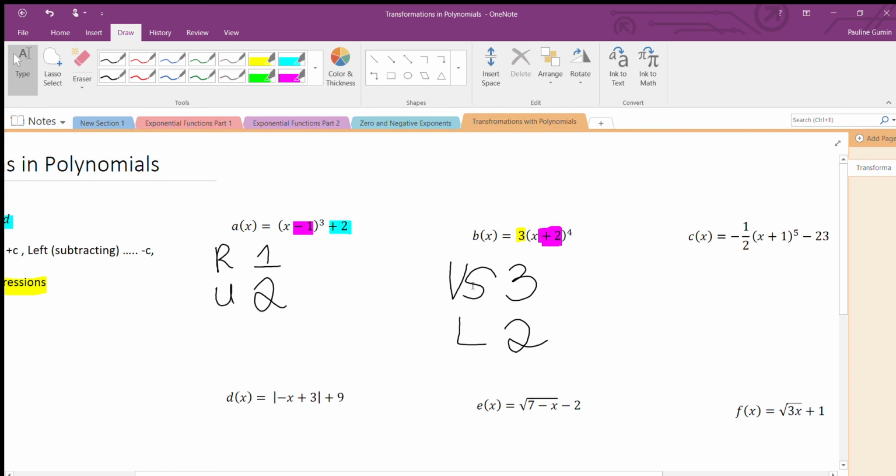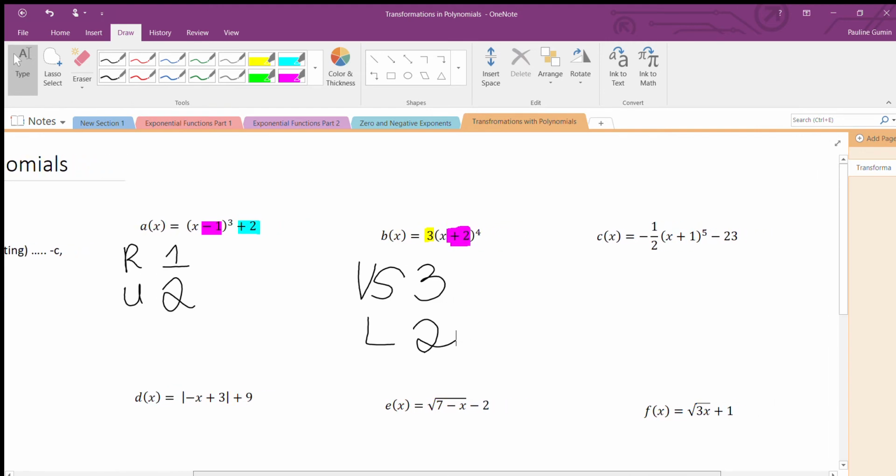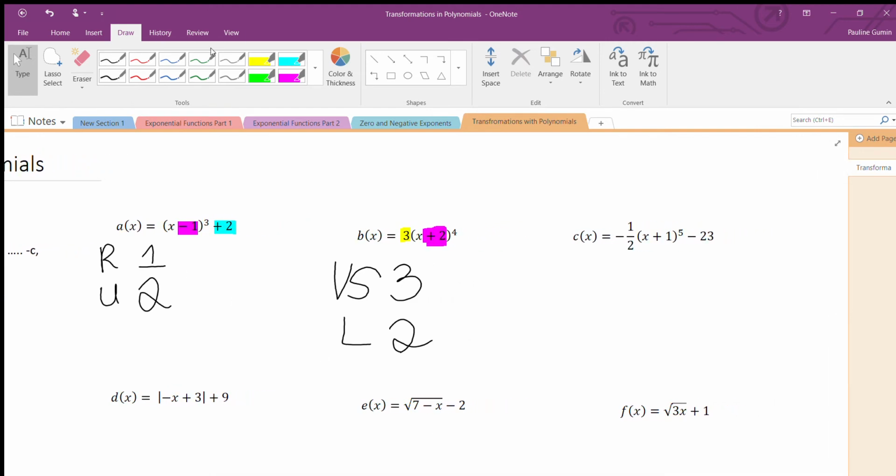Really, the most important part is to do up and down last. That's what will mess you up. All right, let's continue. Ooh, this one has a lot in it.